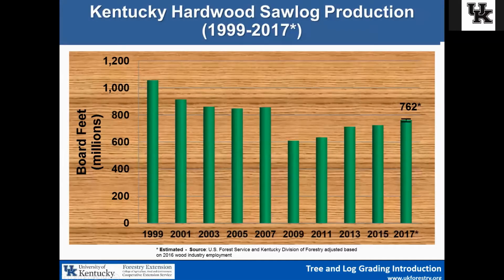We've got here our Kentucky hardwood sawlog production from 1999 up until now in 2017. As you can see over here, we've got about 762 million board feet produced this year coming out of our forests.